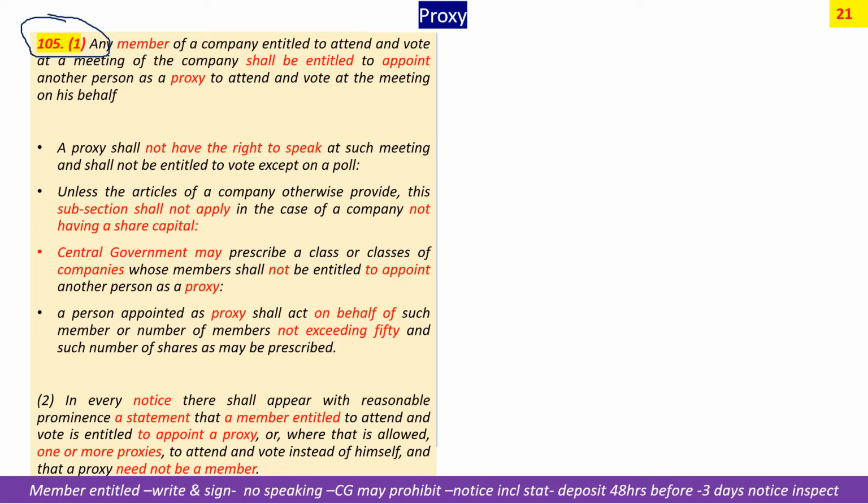Provisions regarding proxy are contained in section 105. It says a member is entitled to appoint a proxy in terms of the Act. But a proxy who attends the meeting shall not have the right to speak. He can only participate in a poll.